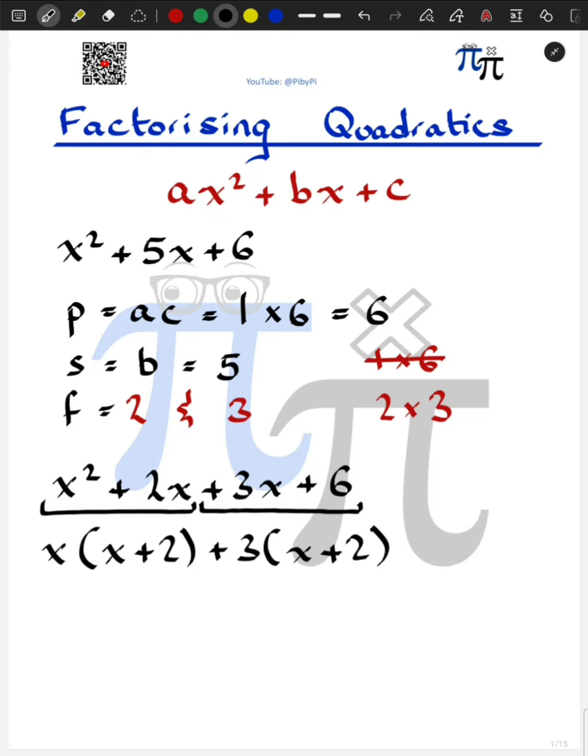Now that we have x plus 2 that's common in both of them, I'm going to factor that out. So I'm going to factor out the x plus 2, and when I do that, I'm going to be left with x plus 3. And that there is my solution.